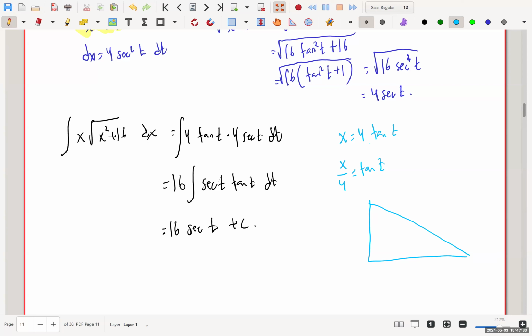Opposite over adjacent, okay? So my angle here is t. Draw your triangle and mark your angle. It helps immensely to mark your angle. Opposite over adjacent, so we have x over 4. Can I get the missing side? Pythagoras, right? We're going to use Pythagoras. x squared plus 4 squared, and take the square root.